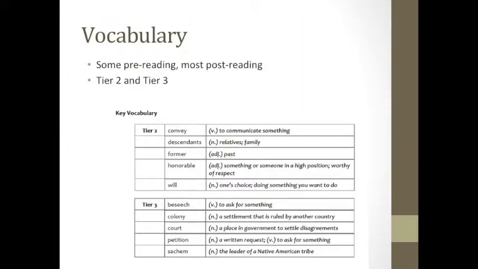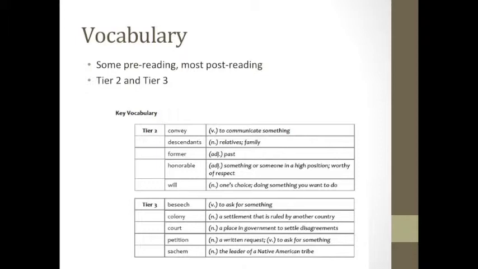And in terms of vocabulary, you might do a little bit of pre-reading, thinking about what are the words that are absolutely necessary that students wouldn't know to understand this text, but you want to think about doing most of it post-reading so that students can think from context clues what the vocabulary means. So thinking about Tier 2 and Tier 3 vocabulary. Tier 2 is academic language, and then Tier 3 is subject-specific for social studies.